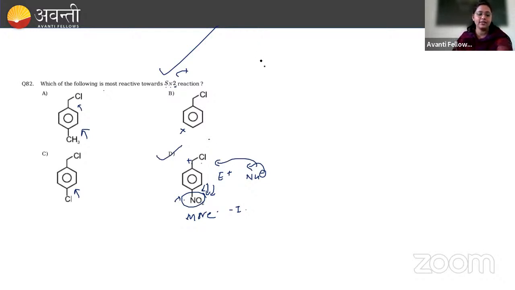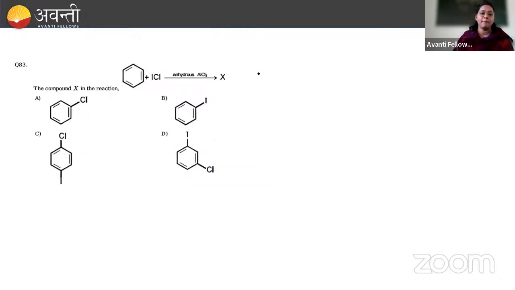Yes, any doubts in this? Yeah, next problem. Okay, the compound X in the reaction. So here anhydrous AlCl3 is reacting with ICl. Okay, so what will be the compound X? So A compound होगा, B compound होगा, C compound होगा, या फिर D compound होगा.